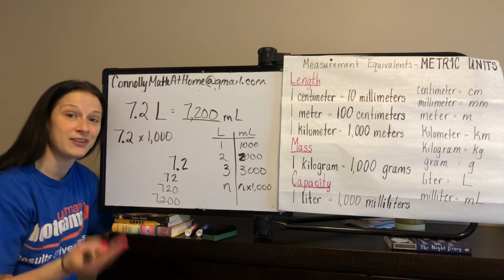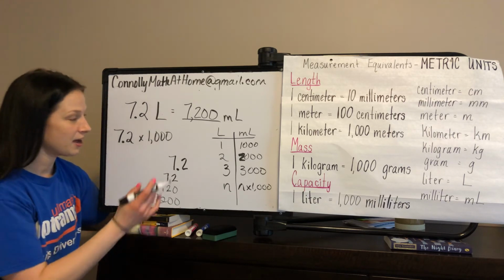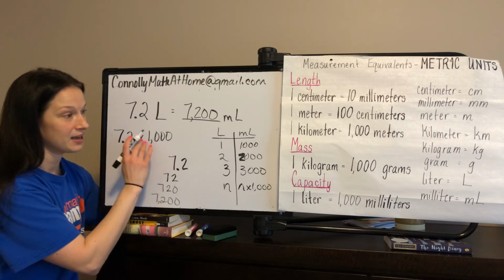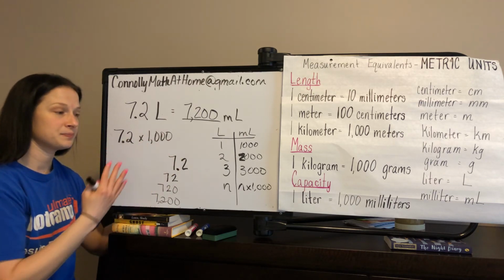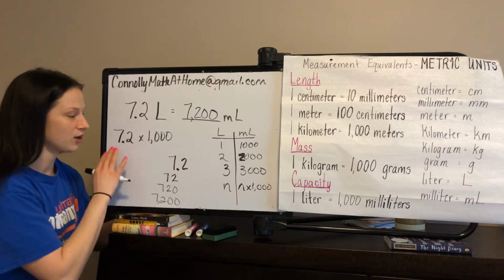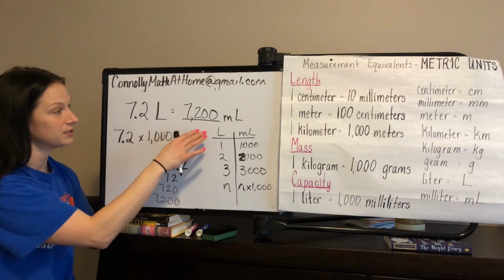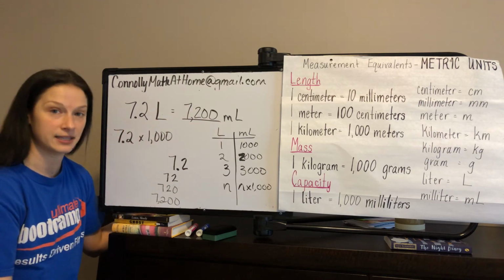Okay, so there's a lot of understanding going on when we're using metric conversions. When we're multiplying by a power of 10, we're thinking about how many digits, how many place values the digit shifts. Okay, so we have 7,200 milliliters is equivalent to 7 and 2/10 liters.